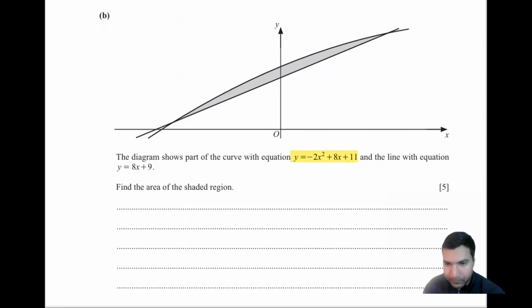It looks good. So we have y equal to negative 2x squared plus 8x plus 11, which is the parabola, I mean the quadratic given to us, opening downwards. And the line with the equation y equal to 8x plus 9. Find the area of the shaded region, right?